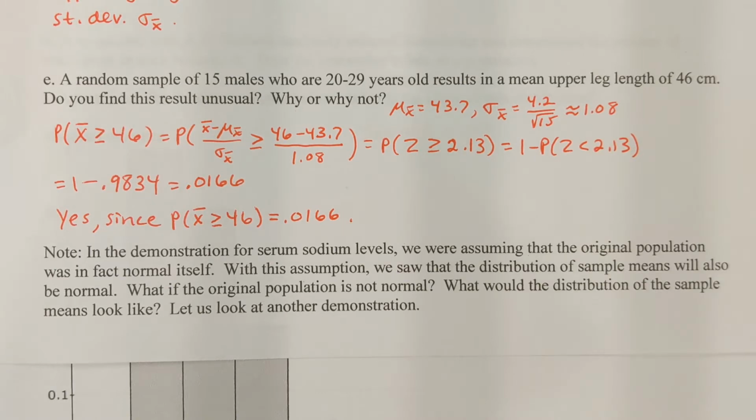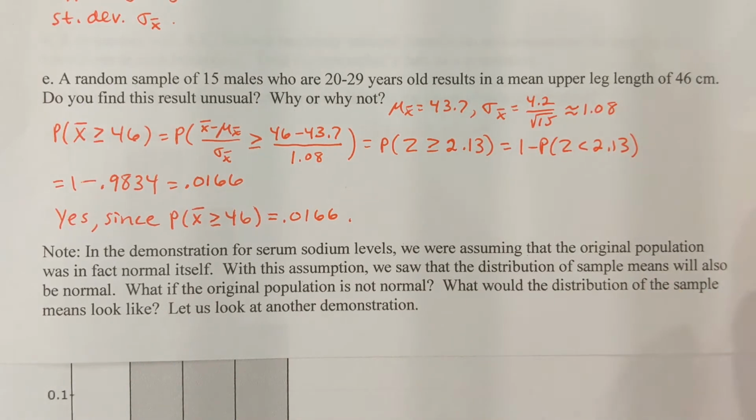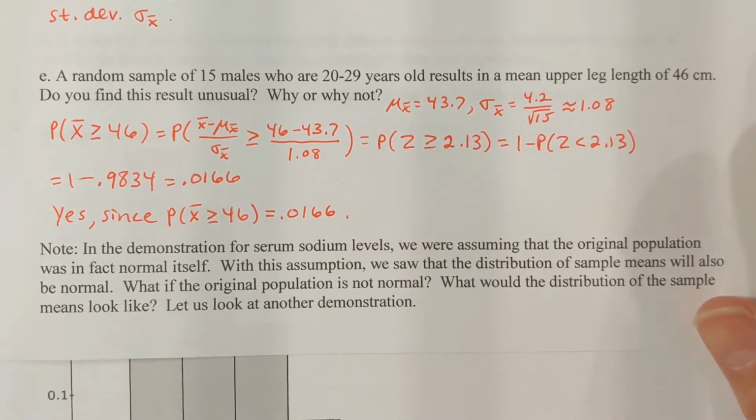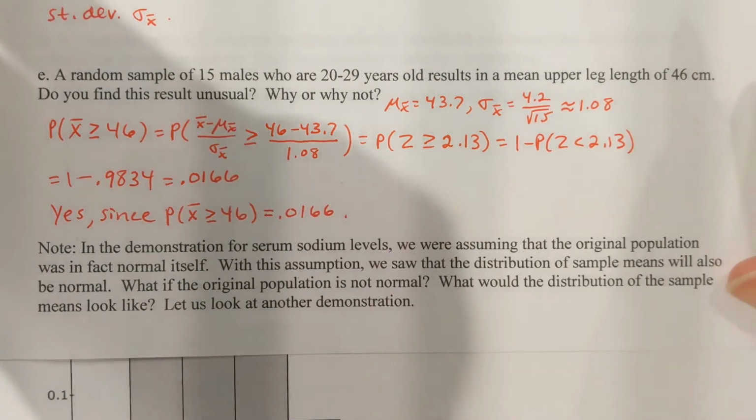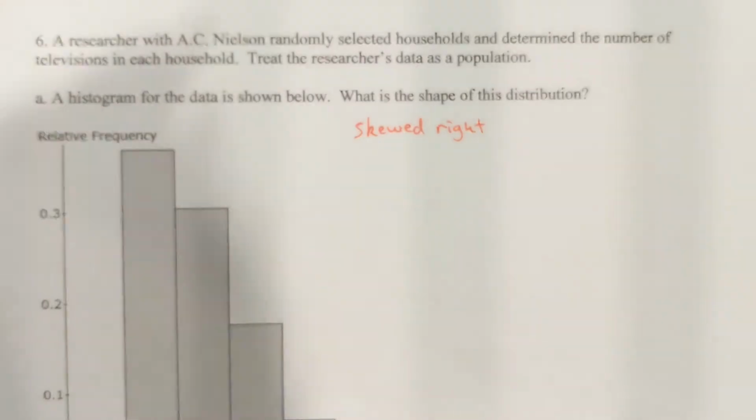Okay, but what if the original population is not normal? What would the distribution of the sample means look like? In that earlier demonstration, the serum sodium levels were already normal, so maybe it's not surprising that the distribution of the sample means was normal. I don't know that we'd be shocked about still seeing a bell curve. What if the original population is not normal? Let's take a look at another demonstration here.